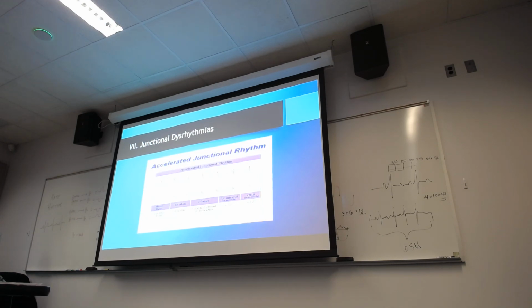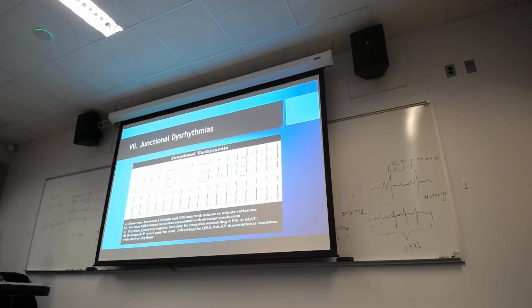You can have an accelerated junctional rhythm. Your P wave, again, is going to be either inverted or absent. This happens less so than a slow junctional rhythm. Junctional tachycardia, heart rate is going to be between 120 and 220. Your normal QRS duration, unless you have aberrant conduction, or you also have a QT problem, like your patient was taking Zofran on top of this or something like that.